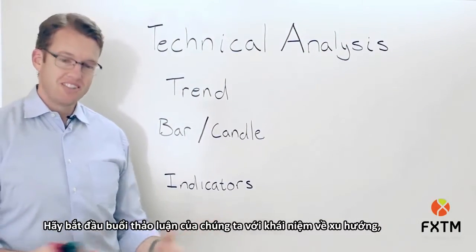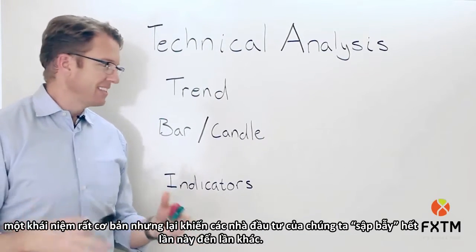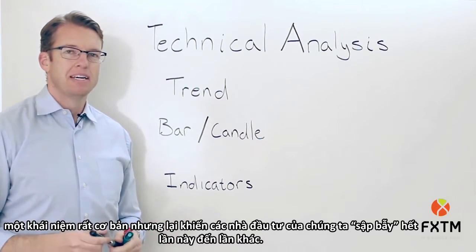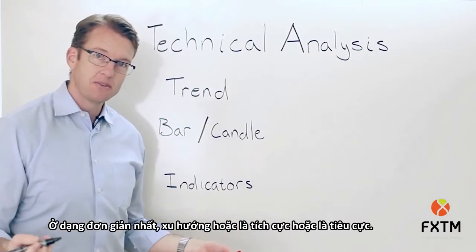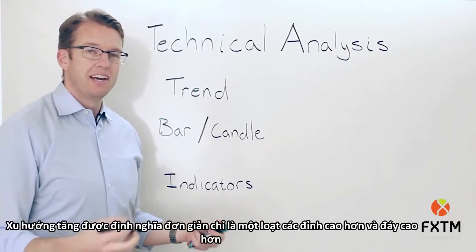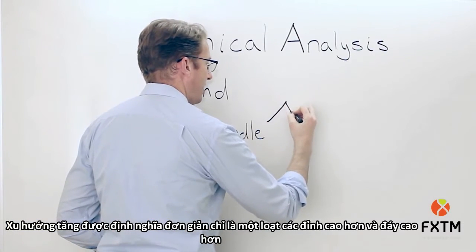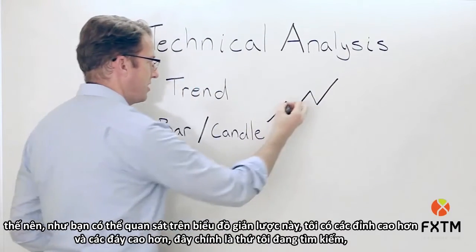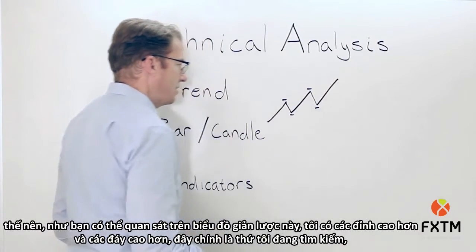So let's start our discussion out by talking about trend, which is really basic and yet can be a concept that trips up traders from time to time. Now, in its simplest form, the trend either is a positive trend or it's a negative trend. And the way we define it is merely as a series of higher highs and higher lows in the case of a bullish trend. So you can see here my simplified diagram. I've got higher highs and higher lows. That's exactly what I'm looking for.